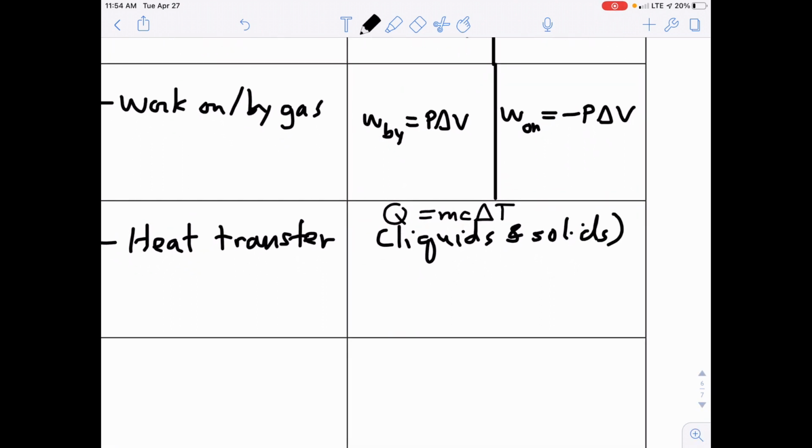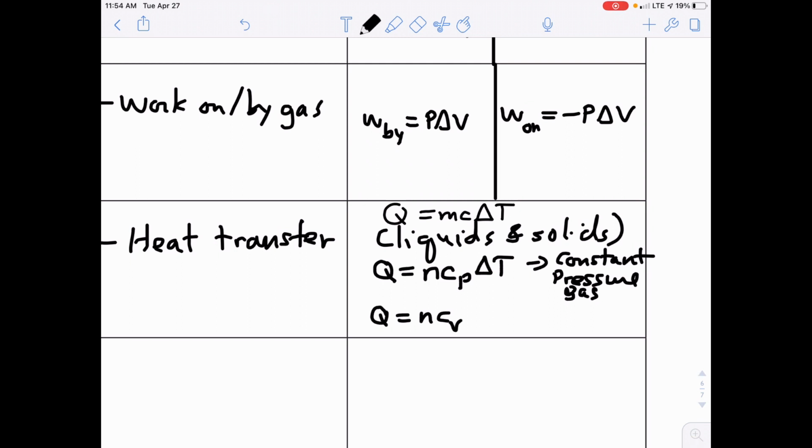But let's say we have gases under constant pressure. Well, instead of mass, it's going to be N, the number of moles, times the specific heat at a constant pressure times delta T. This is for constant pressure gas. And then lastly, Q equals N C_V delta T. Well, that would be constant volume gas.